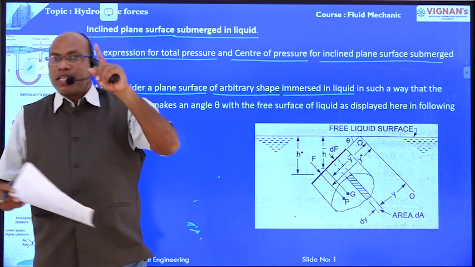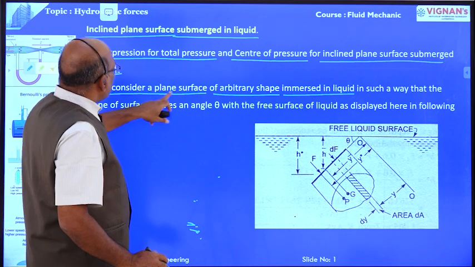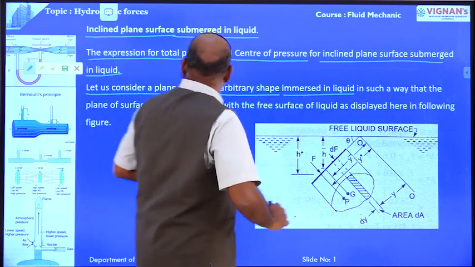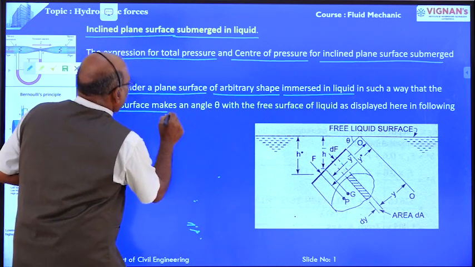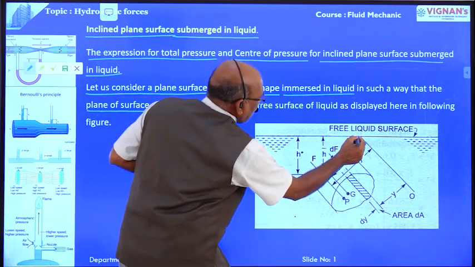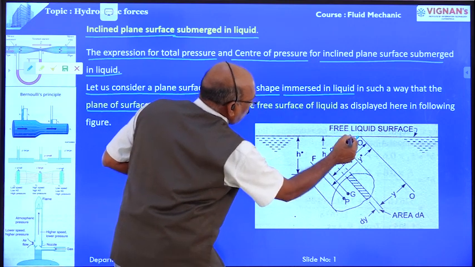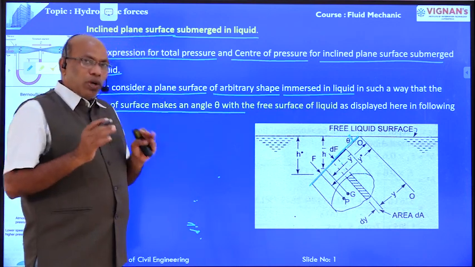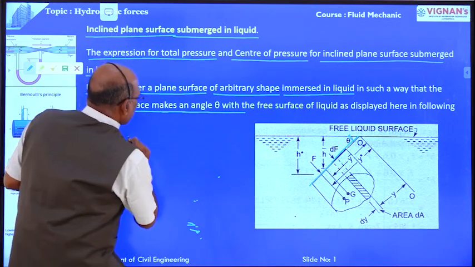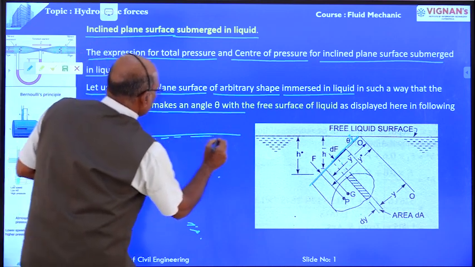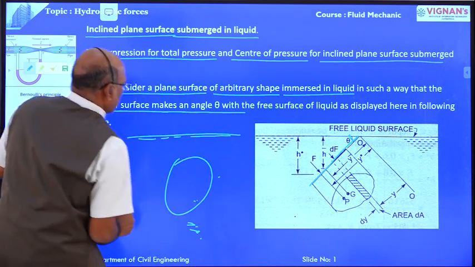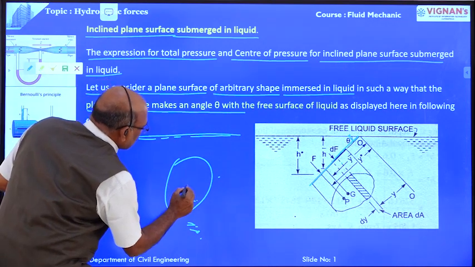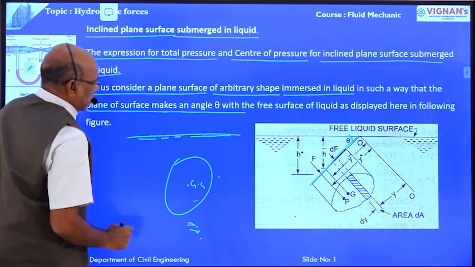The surface is inclined. Let us consider a plane surface of arbitrary shape immersed in liquid in such a way that the plane surface makes an angle of theta with the free surface of the liquid. Here, this is the liquid surface, and this is the arbitrary shape. Please listen. This is the CG of the plane surface.